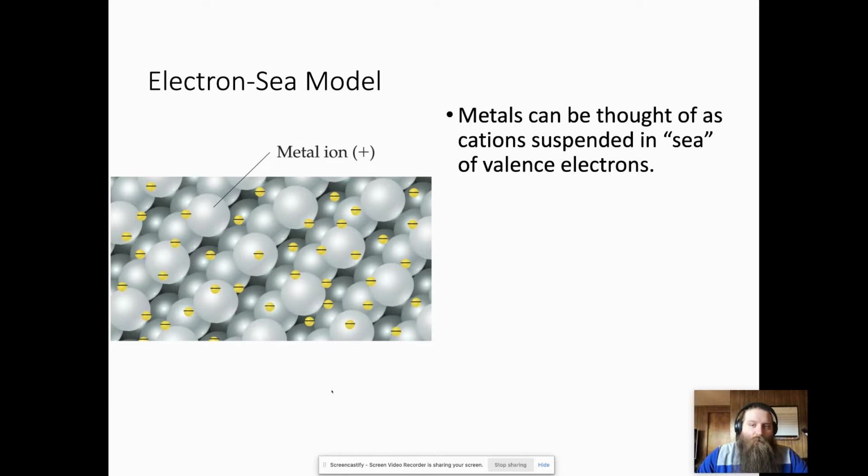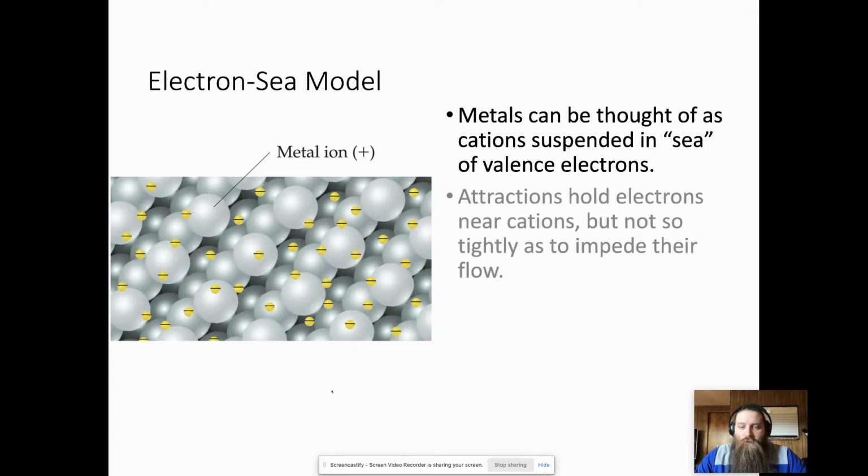You have a bunch of these cations, and they are suspended in a sea of valence electrons. The valence electrons don't belong to any specific cation. They can move from place to place, which is actually what gives it its electrical conductivity. When you hook it to opposite ends of a battery, the electrons can flow. Now, the attraction of the positive to negative, cation to electron, does keep the electrons mostly bound to the metal itself. But again, it's just not so tight as to impede flow.